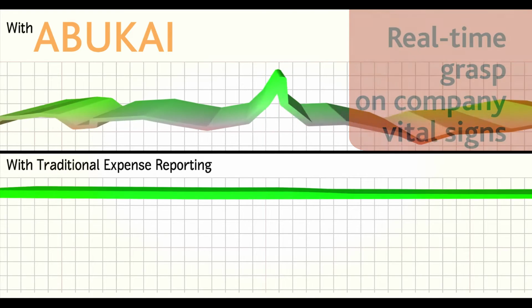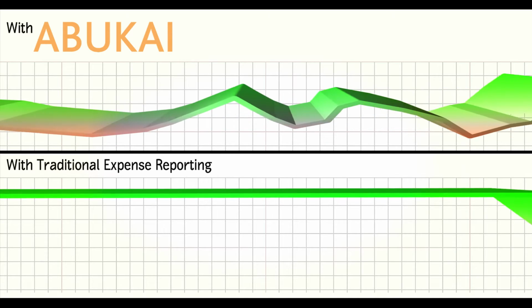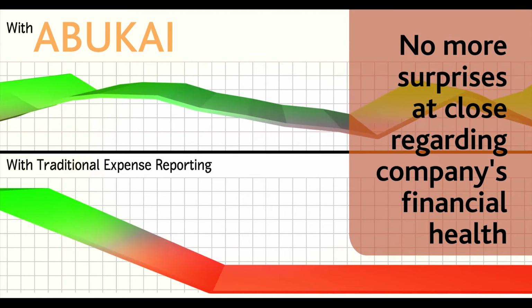At the top, you see real-time financial updates from ABUKAI, while the bottom shows traditional expense reporting where you usually do not get any updates until close. Plus, all the paperwork is already done.